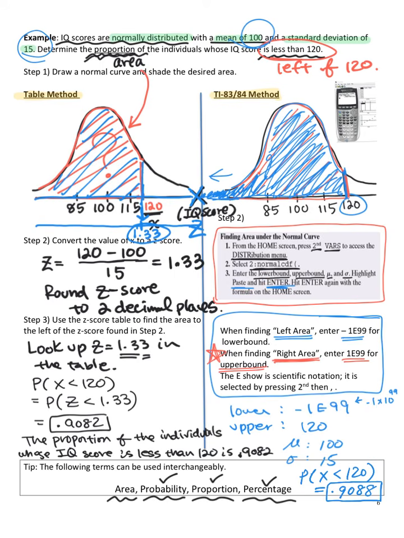Now notice that the calculator answer and the table answer are a bit different. The difference exists because we rounded the z-score in step 2, so that caused a rounding error. But don't worry about it. Either answer is fine. So 0.9082 is okay, and 0.9088 is okay as well.